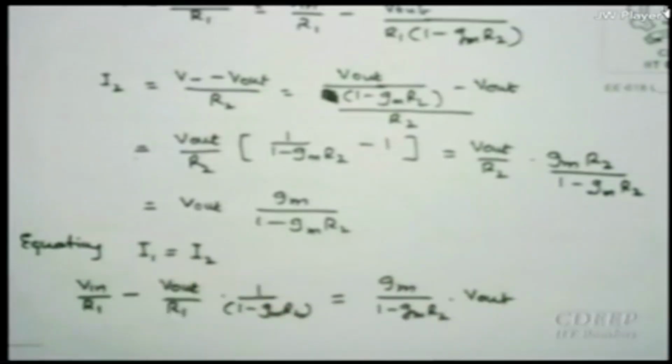Solve it and see, friend, I am doing it so you can also do it. Okay, so I calculate I1, I2 and then equate I1, I2. At least that you agree, I1 is equal to I2 because no current enters the OTA. I substitute all this expression here, and I get a very interesting relation: Vin by R1 minus Vout by R1, upon 1 minus Gm R2, is equal to Gm by 1 minus Gm R2 into Vout.